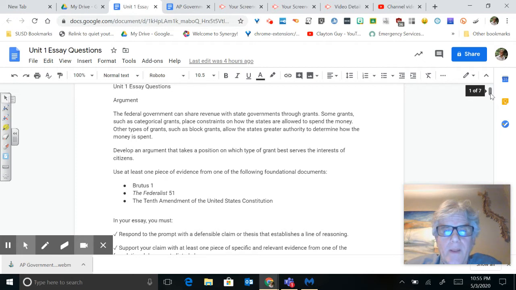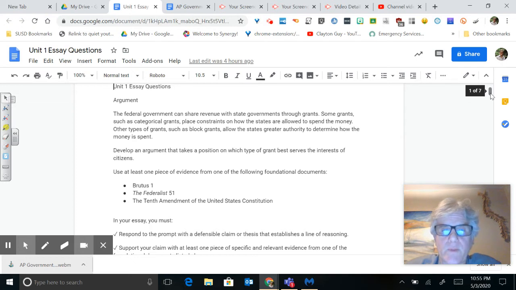So remember on this one, not only do you have to take each point, so you have to have 2 points, you must state that block grant or categorical grant is the best, serves the best interest of its citizens. So for every piece of evidence, you have to use Brutus 1, Federalist, or 10th Amendment. We have to use one of those to do it, and then you have to use another, either Supreme Court case or another law that follows up with what you're doing.